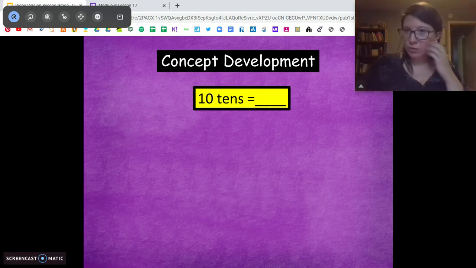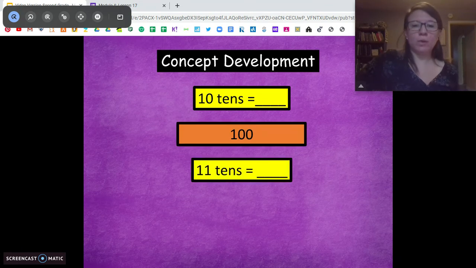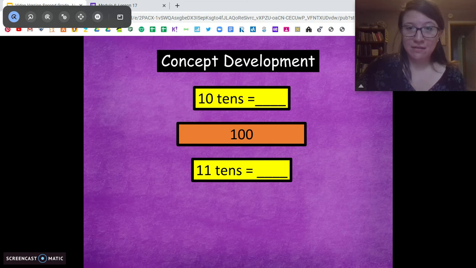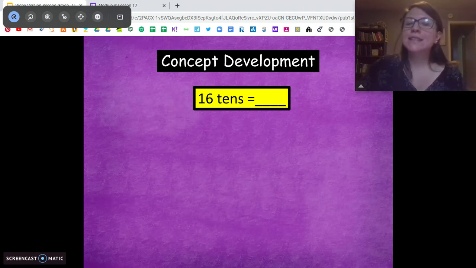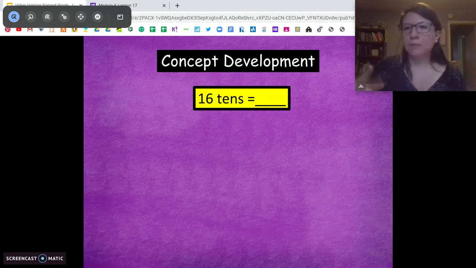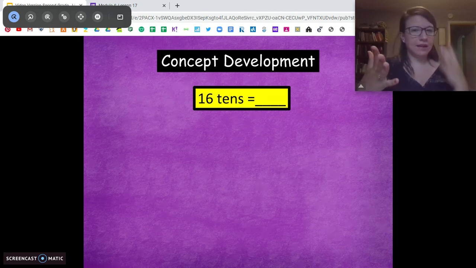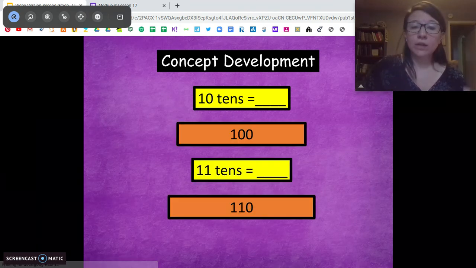All right, let's keep going. 10 tens equals what? Awesome, 100. 11 tens equals, add another 10. 10 tens, 110. Very good. 16 tens. If it's easier for you, you can count up. So you can go 10, 20, 30, 40, 50, 60, 70, 80, 90, 100, 110, 120, 130, 140, 150, 160.